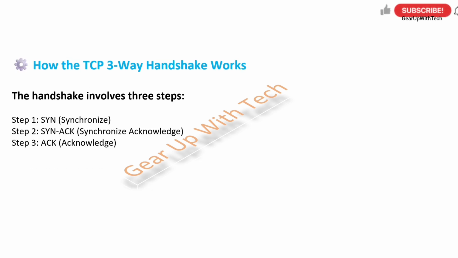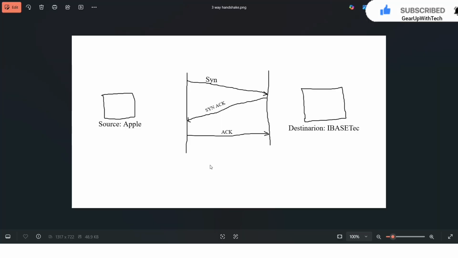So how does the TCP three-way handshake work? It involves three steps, meaning three packets. First is synchronize, meaning SYN. Second is SYN-ACK, synchronize and acknowledgement. And third is acknowledgement only. Let's understand this in the flow diagram. The source device is Apple and the destination device is IBA. In the TCP three-way handshake, three packets are exchanged, and that's why it's called a three-way handshake. First, second, and third: the first packet is SYN, then SYN-ACK, and then acknowledgement.